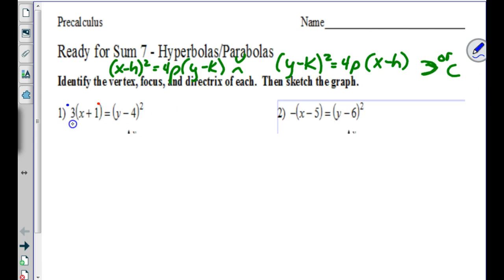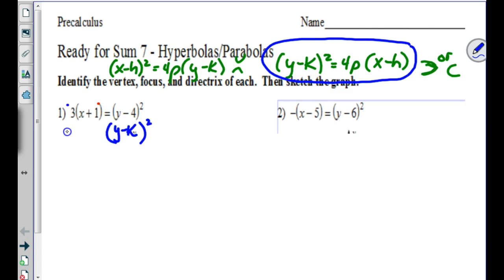All right, this notation is just flipped sides of the equal sign. Does everybody see what I'm saying? That first one is this, because it has a y minus k back here. So make sure you understand that it's this form. Okay, so what is h and k and p?